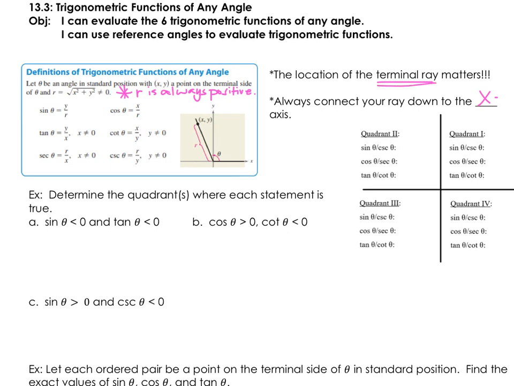And the location of the terminal ray is going to matter. When we create a triangle, we have to be consistent with process. That means we're always going to connect our terminal ray straight down to the x-axis. And then we can apply the following definitions in the blue table on the left.